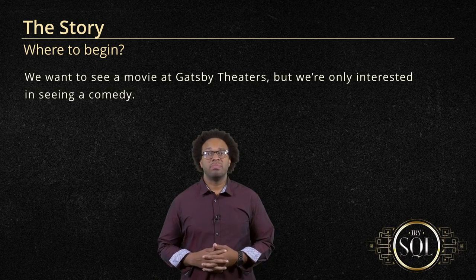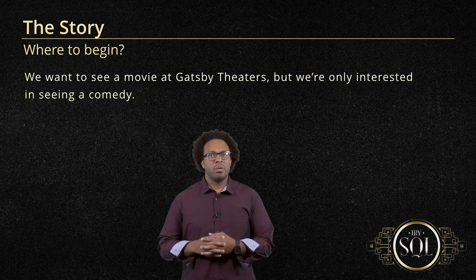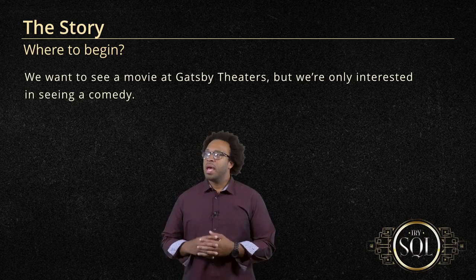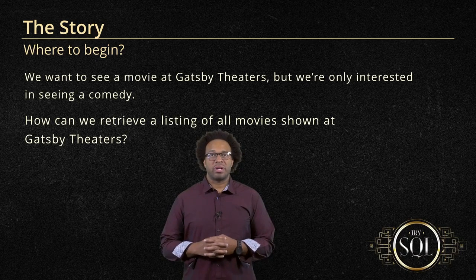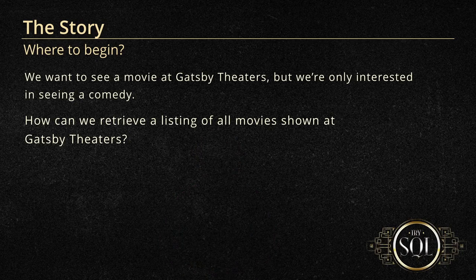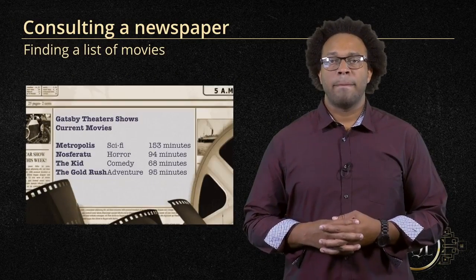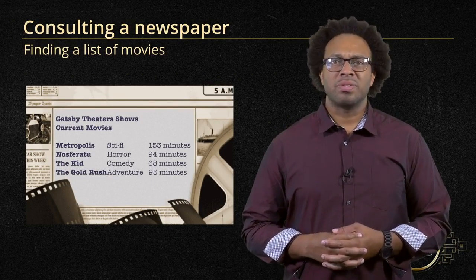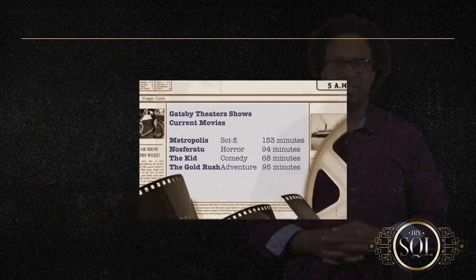So the story begins with a question. We want to see a movie at the Gatsby Theaters, but we're only interested in seeing comedies. How can we get the titles of all the movies that are comedies, and what can we use to get those? Of course, we could use the local newspapers, but there are so many reasons that make this not the most convenient tool to use in today's society.